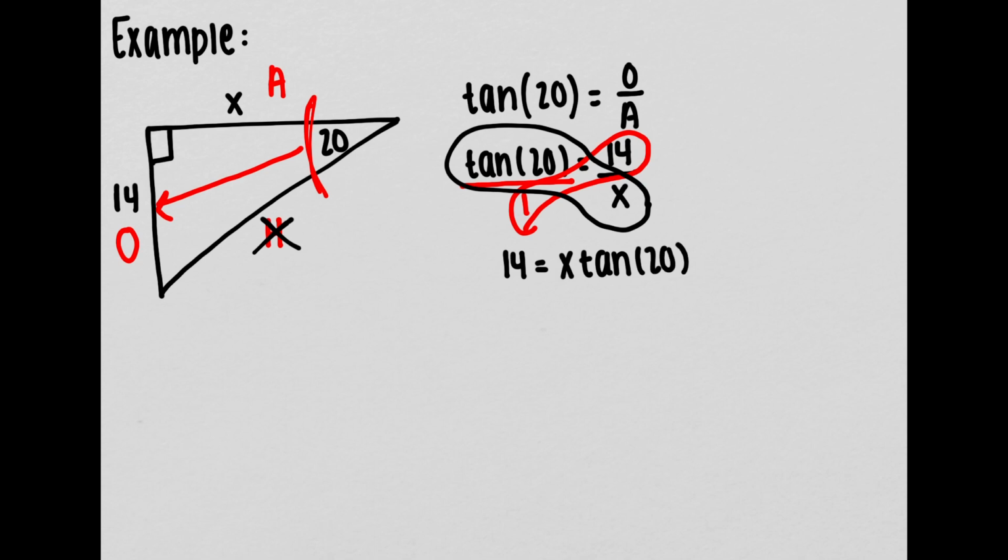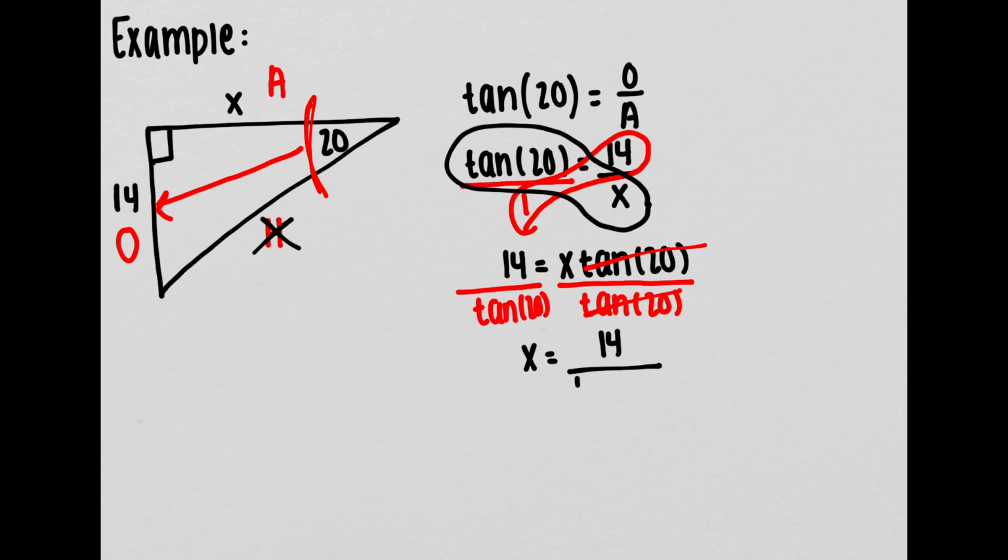Now I need to get x by itself, so what I'm going to do is divide both sides by whatever is attached to the x. So I'm dividing both sides by tangent of 20. When I do that on the right side, it cancels out, and I'm left with x is equal to 14 divided by tangent of 20. Again, it's x equals, so we get to plug that into our calculator, and when you do that, you end up with 38.465.